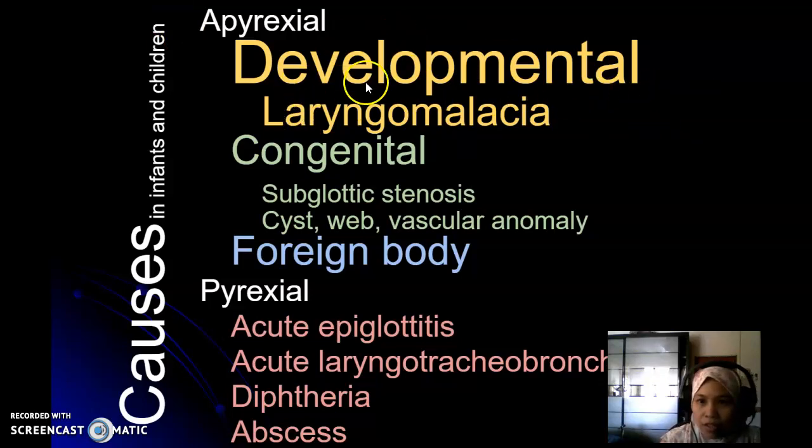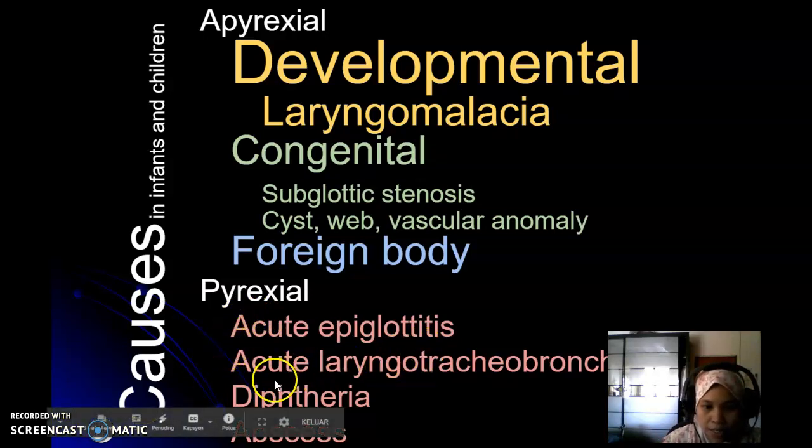This is under the category of developmental causes because as a child grows older, the disease will tend to fade away and undergo spontaneous regression. Other common causes under the category of congenital causes are subglottic stenosis, cysts, webs, and vascular anomaly, and we can also have foreign bodies causing stridor in children. Okay, what about pyrexial causes? They would include these disease pathologies: acute epiglottitis, acute laryngotracheobronchitis, croup, diphtheria, and abscesses.